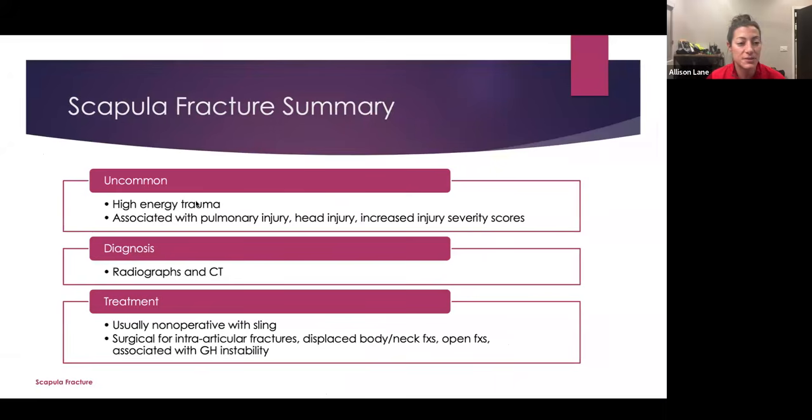Okay, so summary of scapular fracture: uncommon, high energy trauma, associated with many other injuries potentially, radiographs and CT for diagnosis. Treatment's usually going to be non-operative with a sling in the vast majority of them, but you do need to know about those other ones that potentially could need some assistance with surgery.